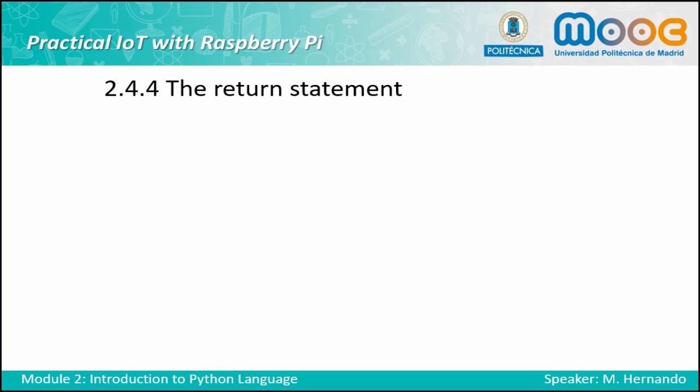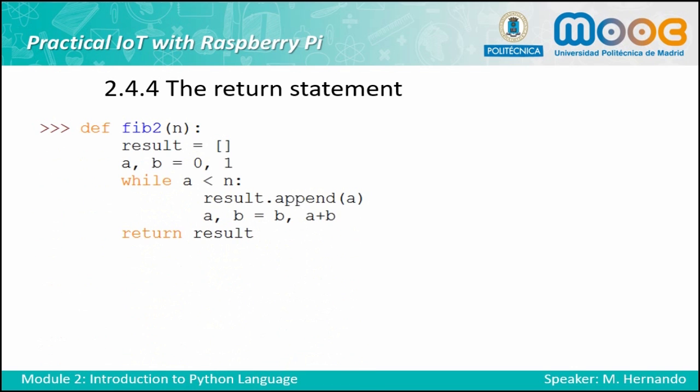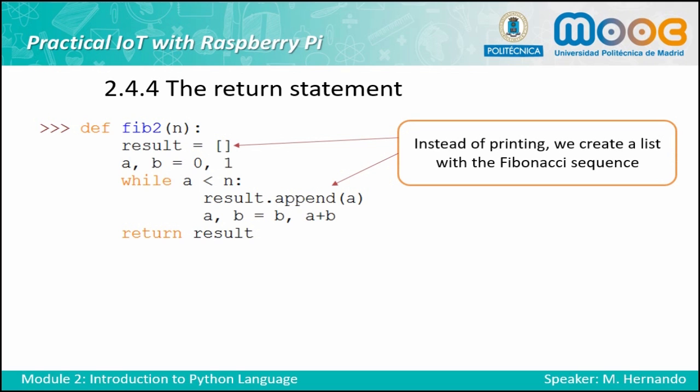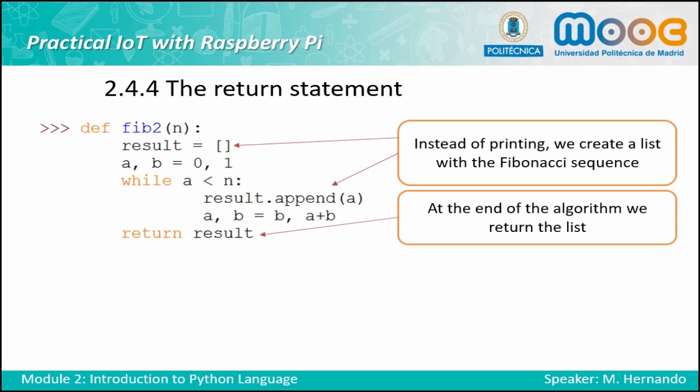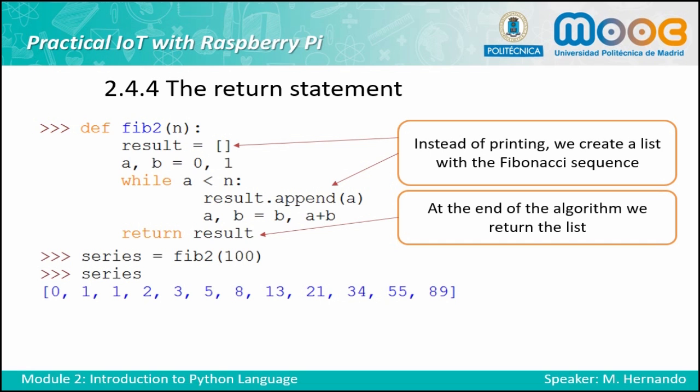In Python, it's possible to return an object or a tuple of objects that allow us to return several values to the calling function. Let's see it by modifying the fib function. It is simple to write a function that returns a list of the numbers of the Fibonacci series, instead of printing it. At the end, when the sequence is completed, we return the list. The returned value can be used or referenced from the calling function, or as in our example, directly from the Python interpreter, which was the one that called the fib2 function.